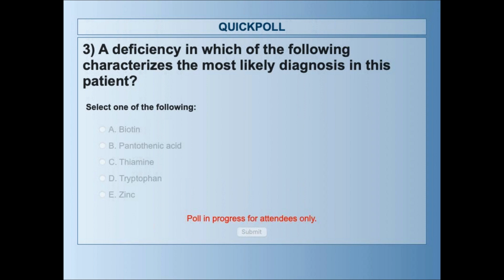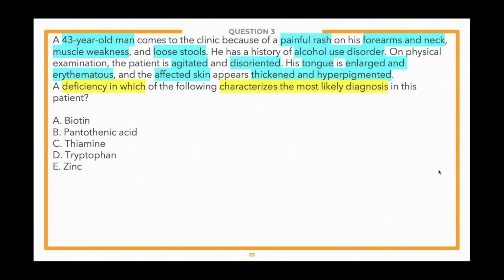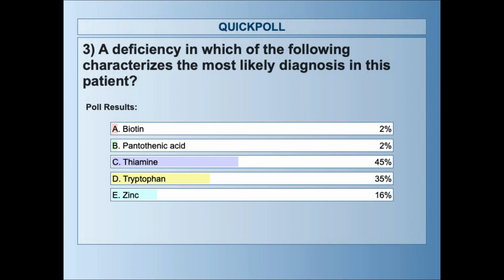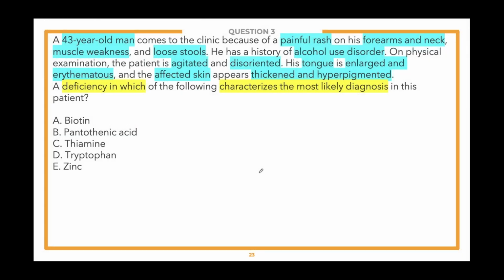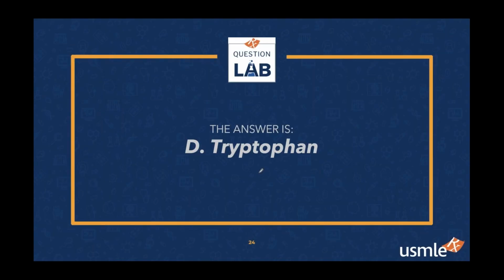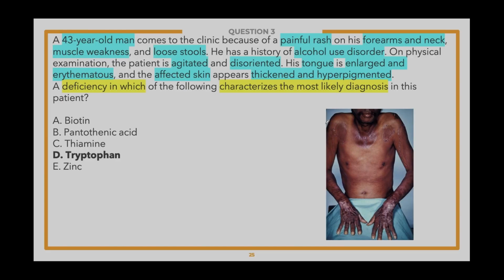Alrighty, well, let's take a look and see what you selected. Clear favorite here was thiamine with 45% of you selecting answer choice C. In second place, we had tryptophan with 35% of you choosing answer choice D. Let's take a look and see what the correct answer is. And the correct answer is D, tryptophan, and 35% of you got it right. Let me hand it back off to Paris. Thank you, Sean. Yes, great job with this question.